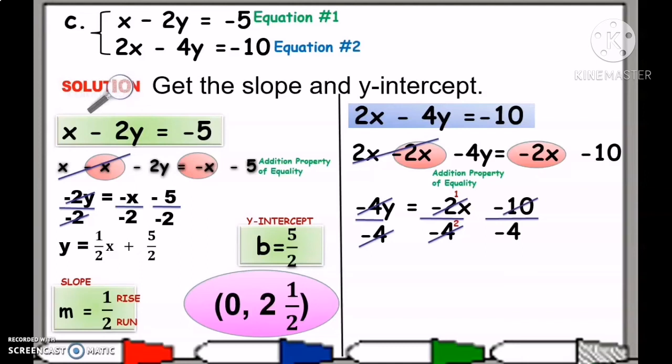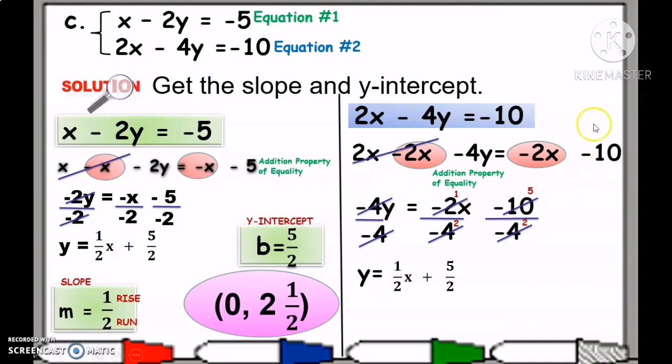Then, negative 10 divided by negative 4, so magiging positive po ito. And they are both reducible or divisible by 2. So, 10 divided by 2 is 5. 4 divided by 2 is 2. So, y is equal to positive 1/2 x plus 5 over 2.